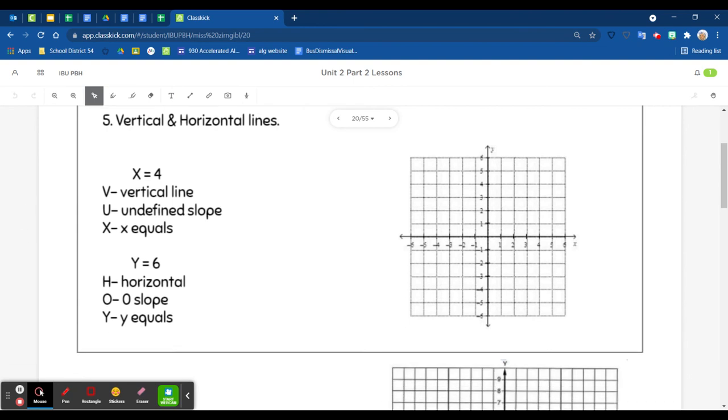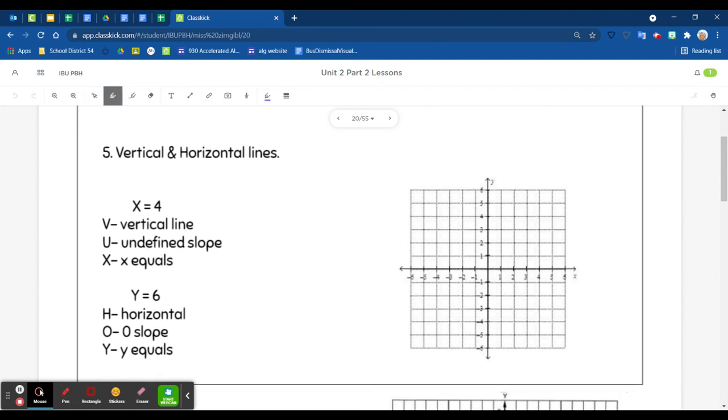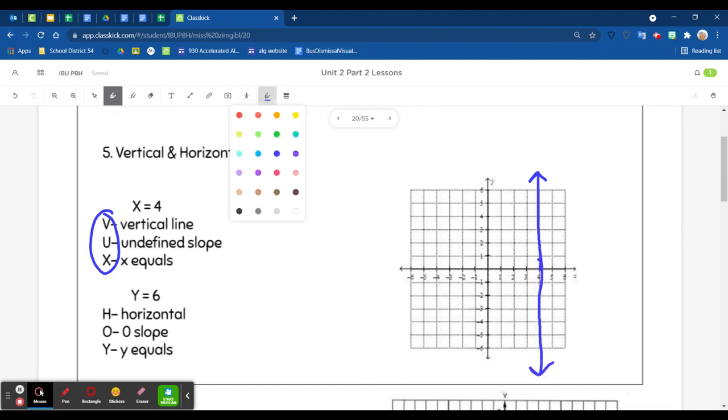Next thing we have are vertical and horizontal lines. So we should have seen these before. We're going to practice them anyways. I have x is equal to 4. Right here it says that is a VUX, a vertical undefined slope, and it always is written as an x equals. So I'm going to go where x is 4, and I'm going to draw my line. X equals 4. Then I have my y equals 6, and this says horizontal 0 slope, y equals. So I'm going to go up to 6 and draw my horizontal line.